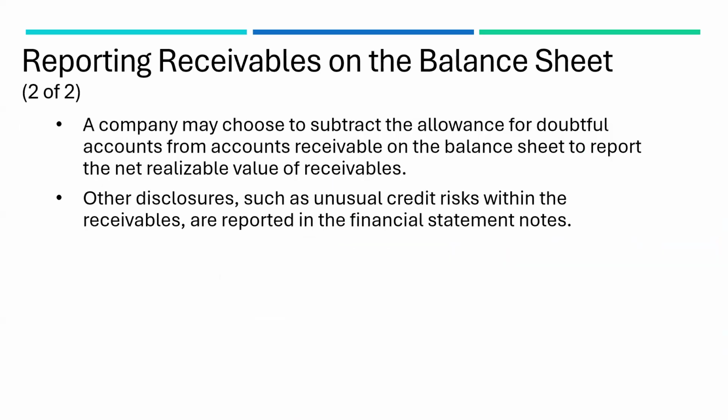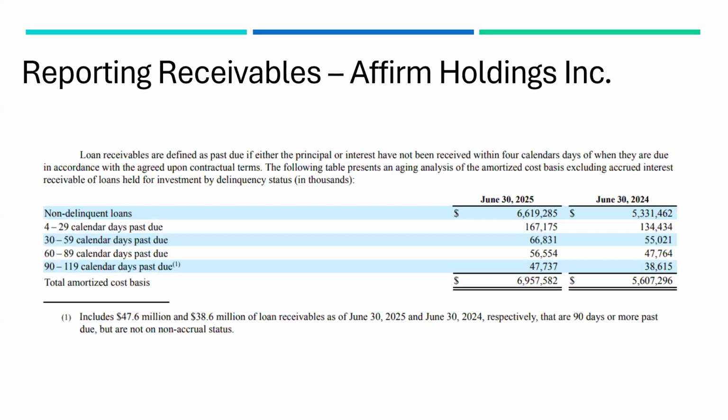If it's substantial, they can choose to report it separately, and they just report accounts receivable, allowance for doubtful accounts, and then probably have a subtotal for the net amount of accounts receivable. And in the notes, they'll also report unusual credit risks, or if it's something that investors care about or should know about, it's going to be reported in the notes to the financial statements.